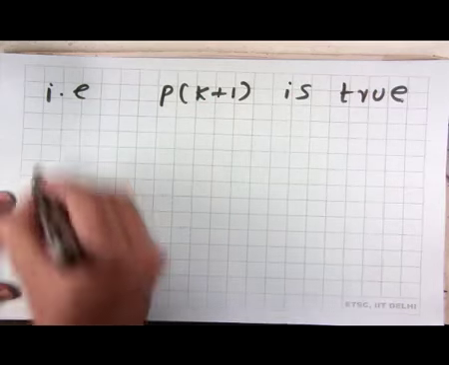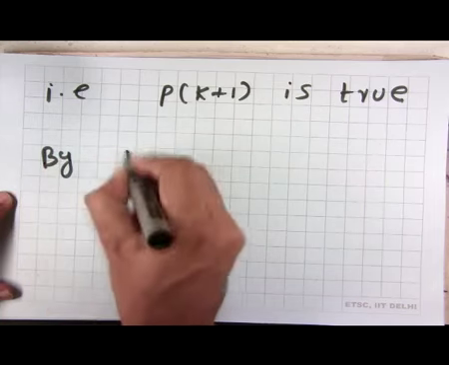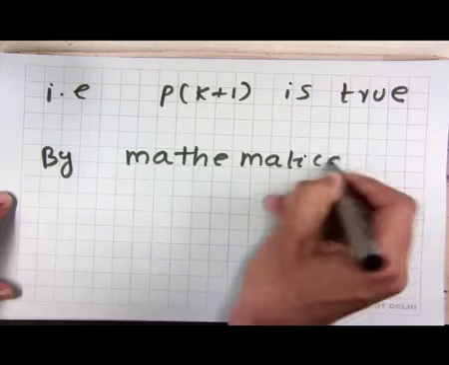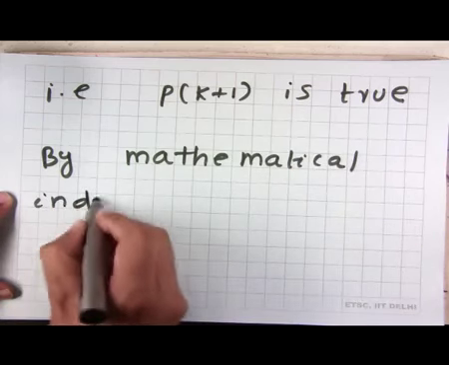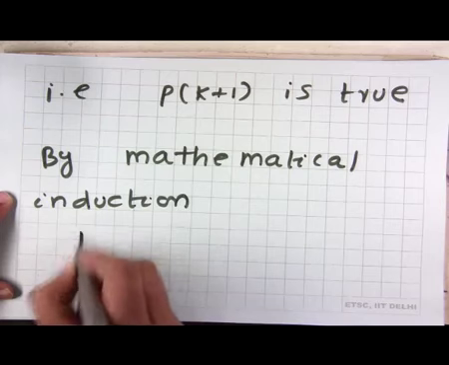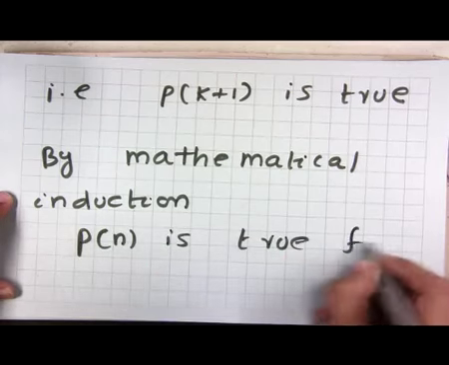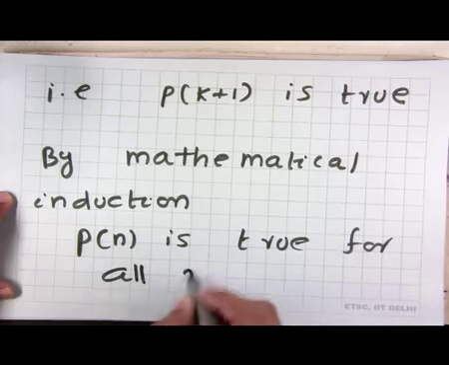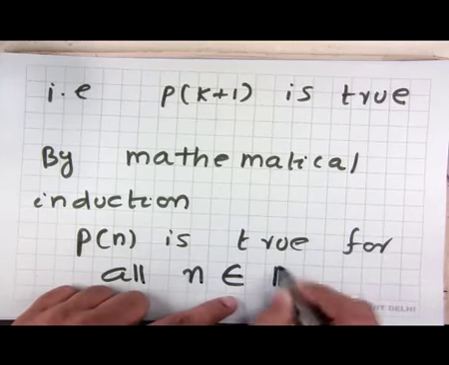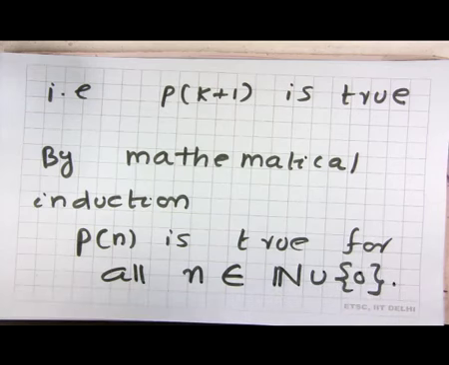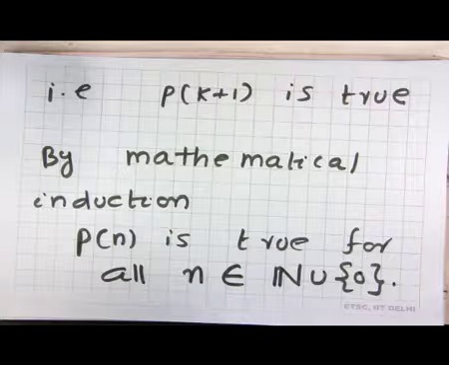Thus, by induction, P of n is true for all n from the set of natural numbers union 0. Thus, we prove a basic result from set theory: a set with n elements has precisely 2 power n subsets.